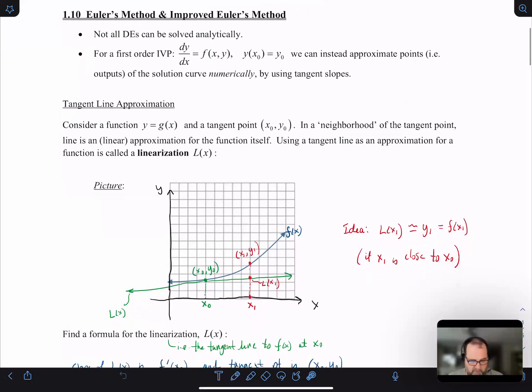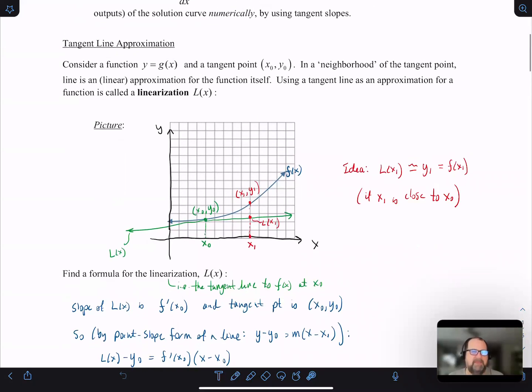Before we get to Euler's method specifically, this is closely related to tangent line approximation, which we will have seen in Calc 1 at some point, that we can use close to a tangent point. You can use a tangent line as an approximation for a function instead. If you're dealing with a function that is difficult and hard to work with and complicated, you can, at least in the neighborhood of a tangent point, perhaps use its tangent line instead, and of course a tangent line is just a linear function, which is nice and simple and easy. So that's kind of the idea.